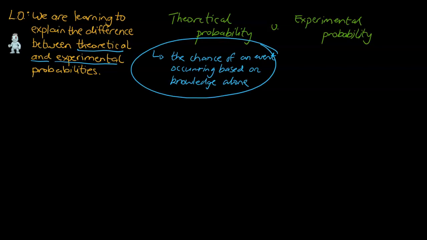Talk about the definition of theoretical probability, and that is the chance of an event occurring based on knowledge alone. Another way of saying that is thinking about the probabilities before an event has occurred.